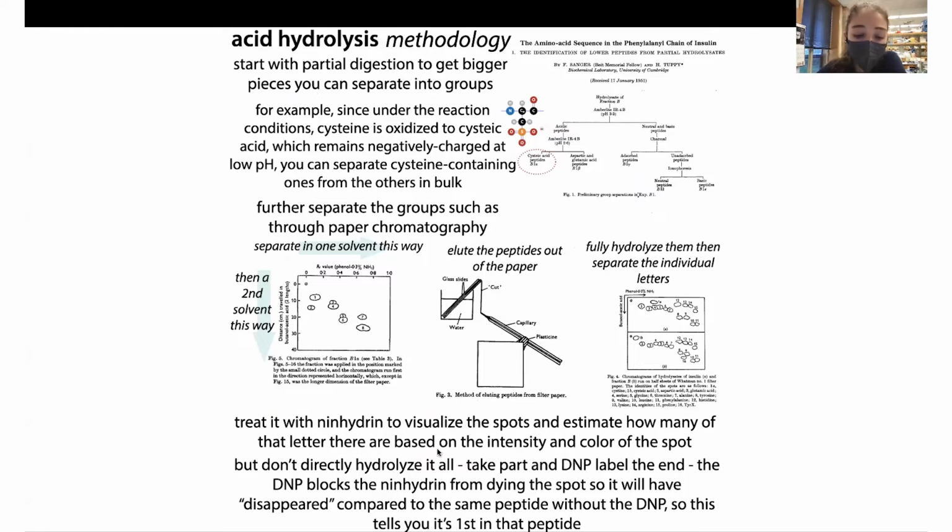But the DNP reagent that he developed, the end labeler, blocks the labeling by the ninhydrin, because it's kind of a 'got here first' type of thing. So if you take your peptides, and before you hydrolyze them, you treat part of them with DNP, and then you run with DNP and without DNP. When you have the DNP labeling, you won't have a band that is there in the control, because the DNP-labeled one is not going to get ninhydrin labeled. So you'll see that spot disappear. And this will tell you what was the first amino acid in that peptide, that part of the chain.